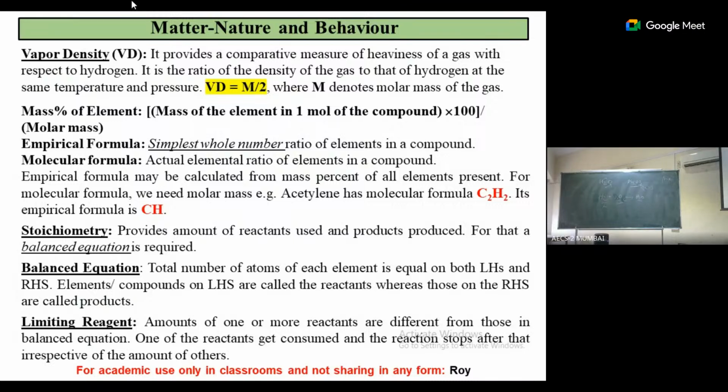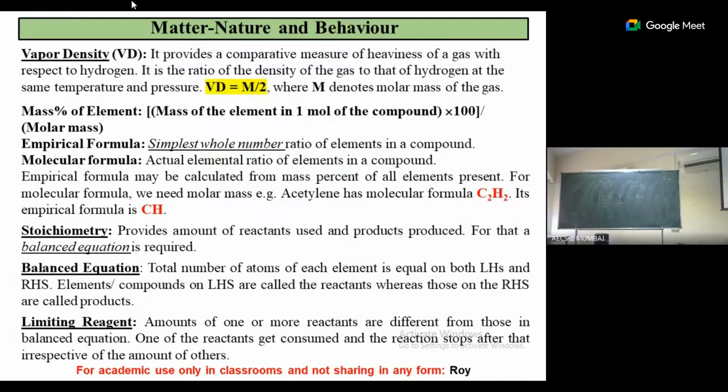An actual atomic ratio of elements in a compound. The atomic ratio. So empirical formula may be calculated from mass percentage. You know the mass percentage? How do you do the empirical formula? You have to know how many gram atoms of that element is present. So you have to divide it by the atomic mass. So that gives you the empirical formula, and you get the simple ratio of atoms, right? So that gives you the empirical formula. Again. Okay.